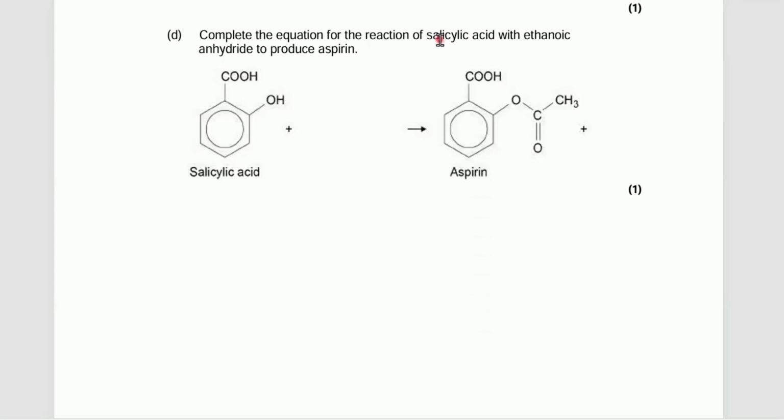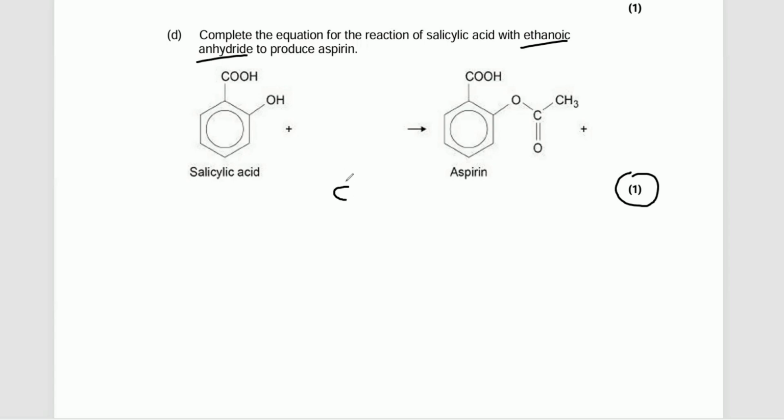Right, D: complete the equation for the reaction of salicylic acid with ethanoic anhydride to produce aspirin. It's 1 mark. Basically, what they're getting you to do here is work out the structural formula for ethanoic anhydride, where you show the brackets and you show how everything's joined together. You can write the displayed formula in order to help you write the structural formula. So ethanoic anhydride: you're looking at 2 carboxylic acids, 2 ethanoic acids joined together, with that oxygen linking them in the middle.